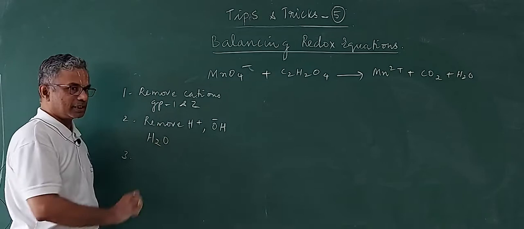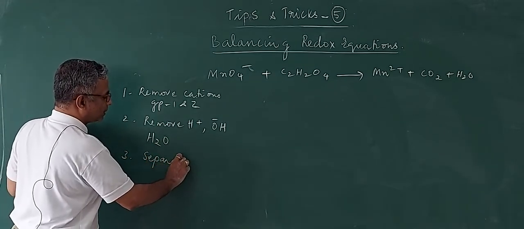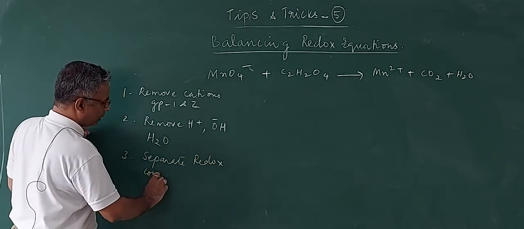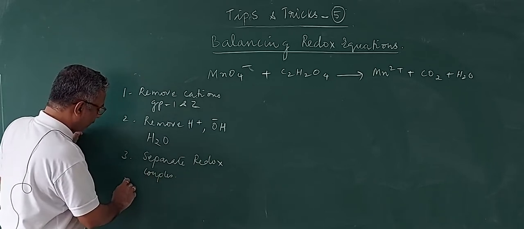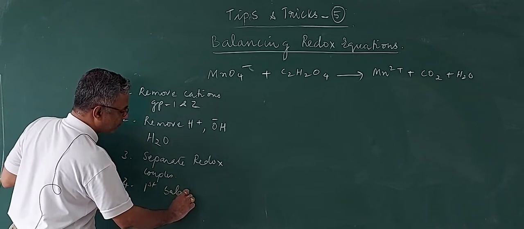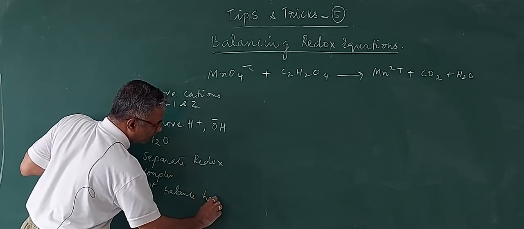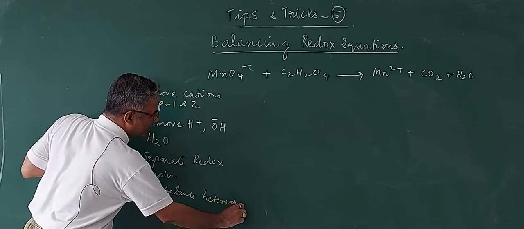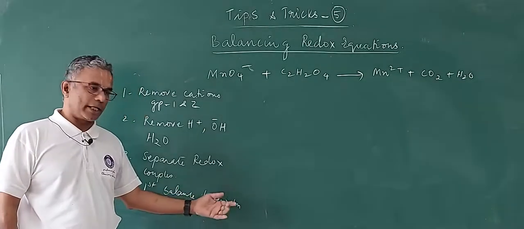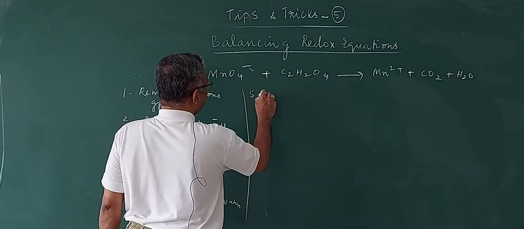Then the third step is, first you separate the couples, separate the redox couples. I will show you how to do that. Then first balance the heteroatom, that is other than oxygen and hydrogen. When I say heteroatom, I mean other than oxygen and hydrogen; first you balance them on both sides.